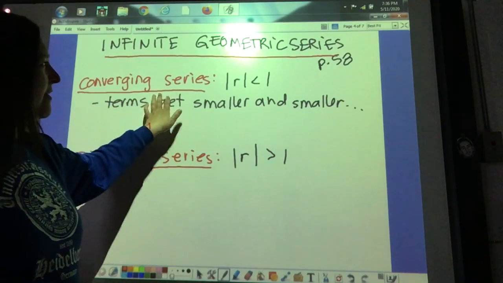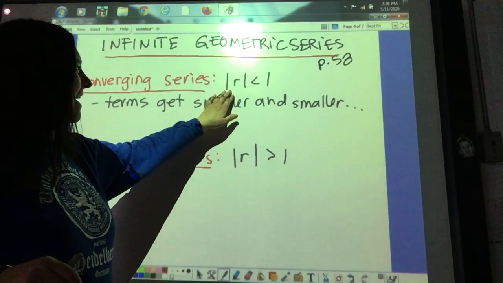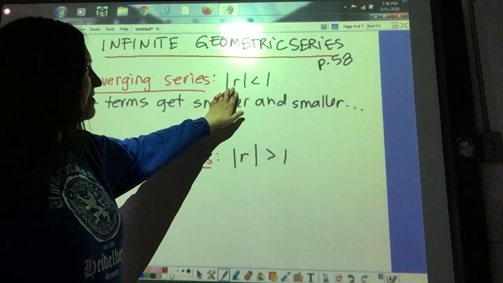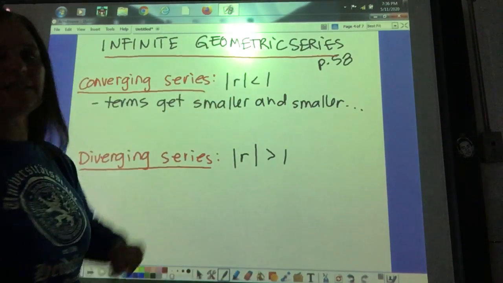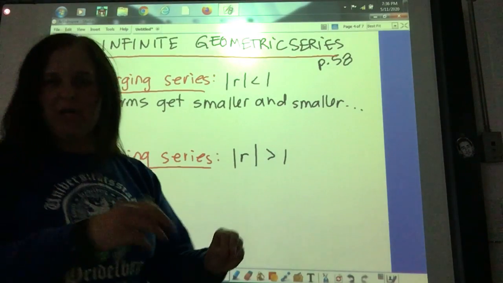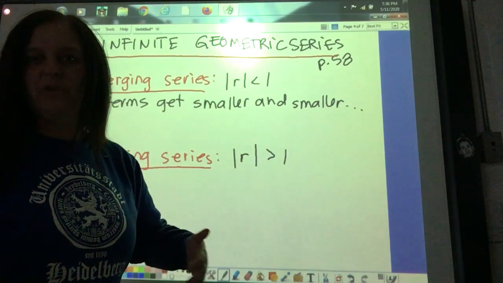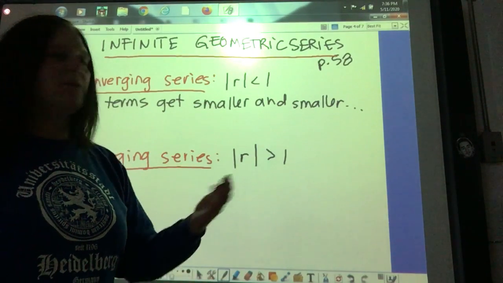A converging series is when your absolute value, remember those signs? We're not looking at the sign, just the value of it. If the absolute value of R is less than 1, then we say it's converging, because the terms keep getting smaller and smaller. At some point the numbers are so small that even though you're adding them, they're negligible. They don't have an effect on the overall sum.